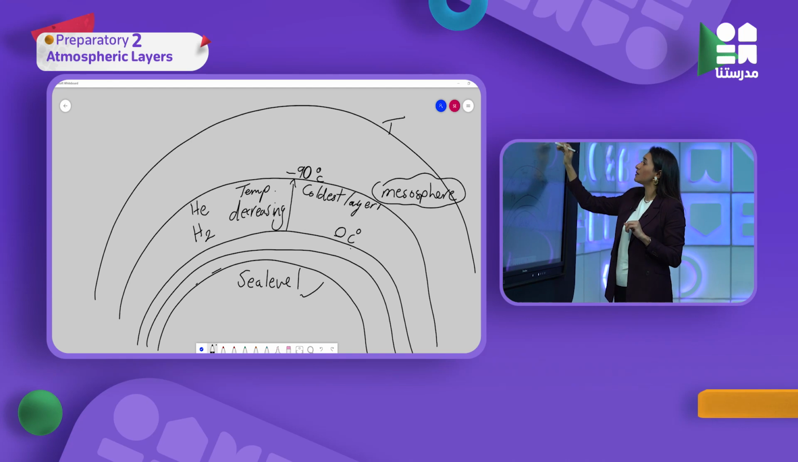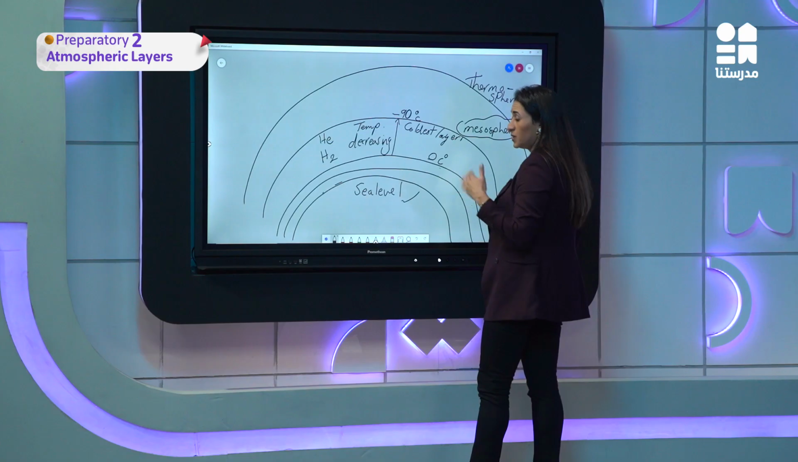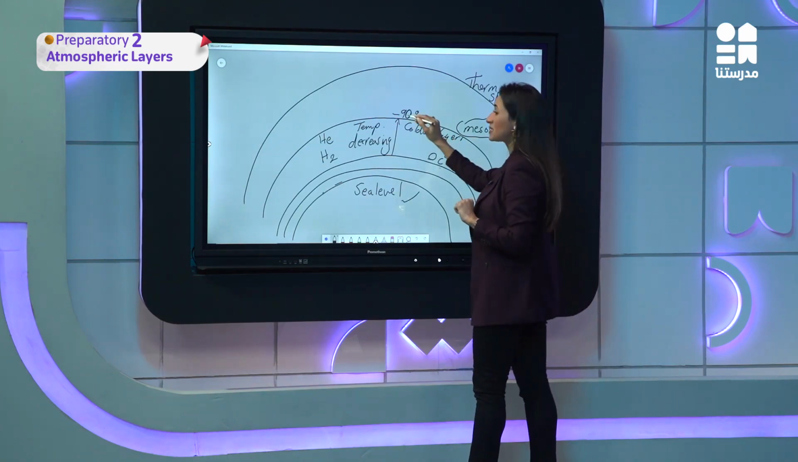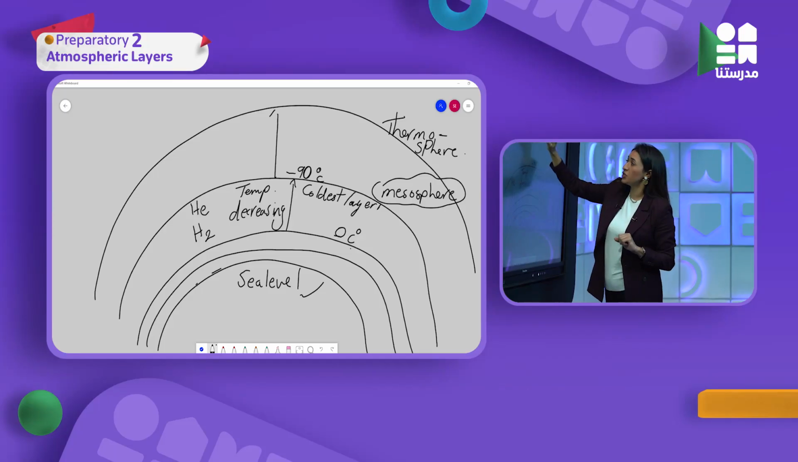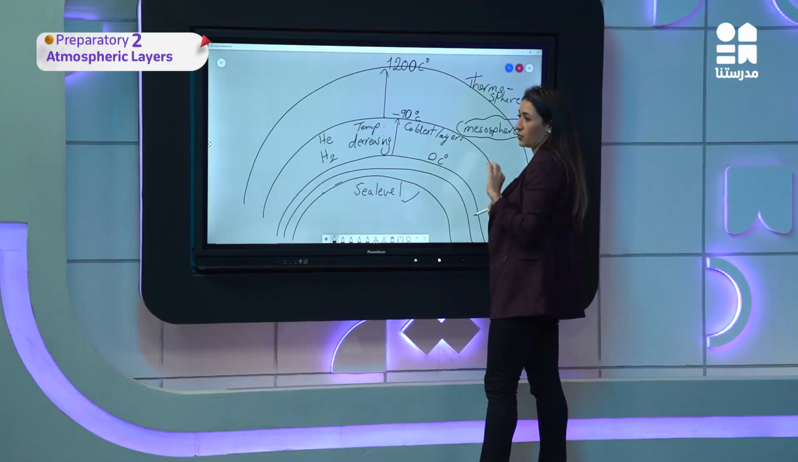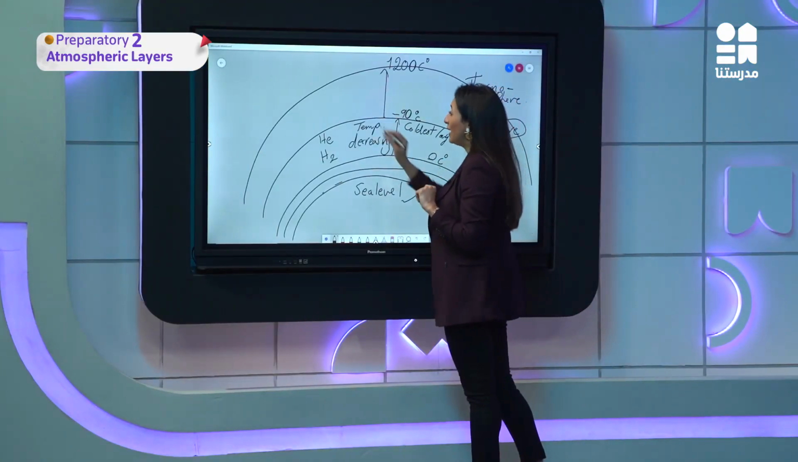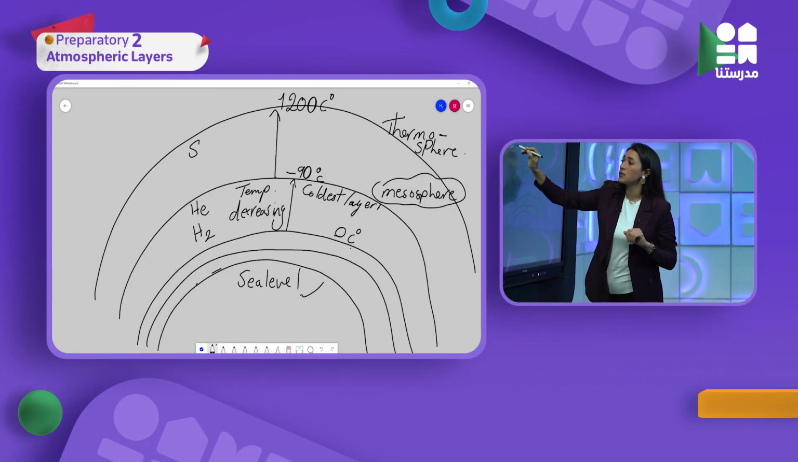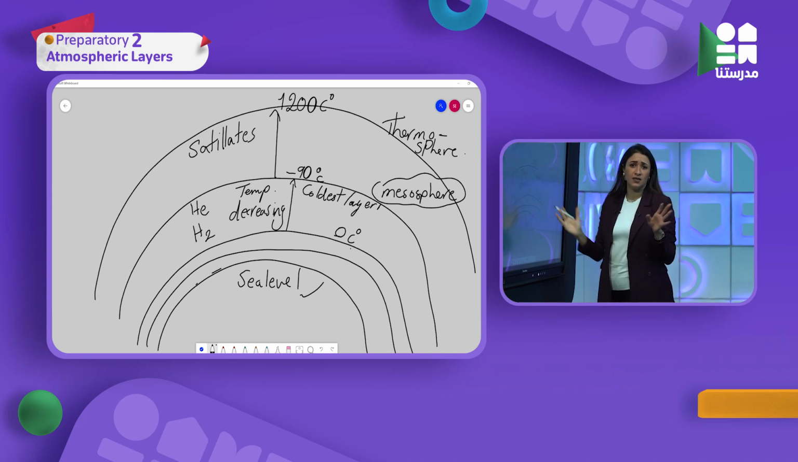طب ليه سميناها ثرموسفير؟ لأن في الطبقة دي درجة الحرارة تبدأ تزيد تاني from minus 90 until it reaches 1200 Celsius. متخيلين درجة الحرارة بتاعها قد ايه؟ It's very huge. طيب الثرموسفير has a very important layer which is the ionosphere. في الطبقة دي تبدأ الأقمار الصناعية اللي هم الساتلايتس to float in this layer.